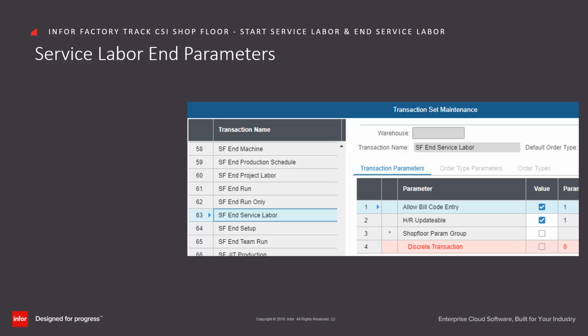Factory Track has several shop floor end service labour parameters to control the validation, displayed fields and processing options that are permitted as part of the end service labour process. For this training, we've enabled these to illustrate how these fields appear and the validations that occur in the transaction steps.